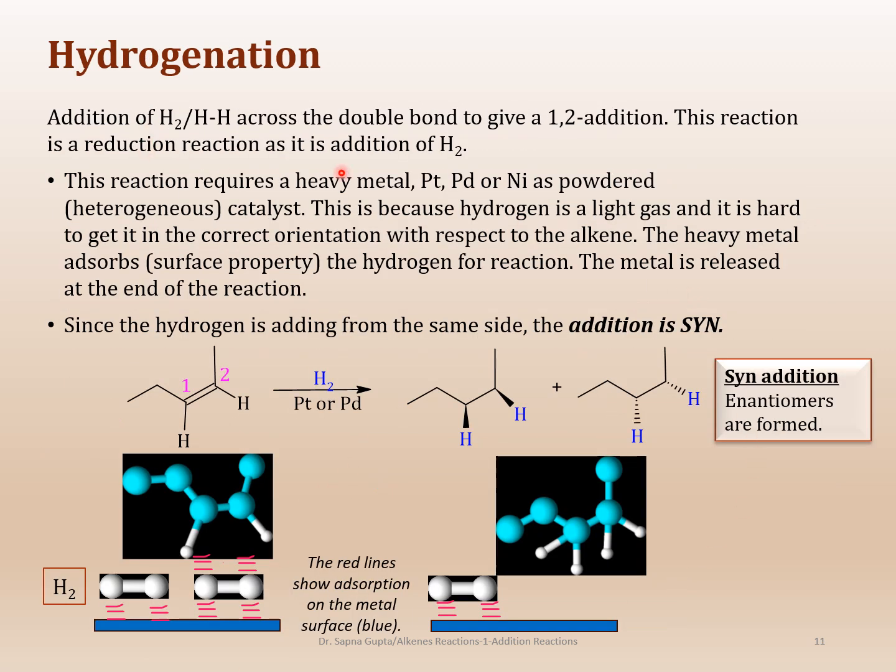And then we have hydrogenation. Hydrogenation meaning you're adding hydrogen. Again, it's a 1,2 addition. So this reaction actually needs hydrogen. It also needs a heavy metal. You can use palladium, platinum, or nickel. Any of those are used. And the reason for that is because hydrogen is a very light gas. Okay, it's the lightest gas on the periodic table. So it's just a mass of 2.